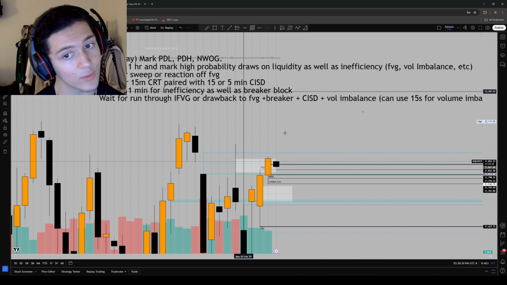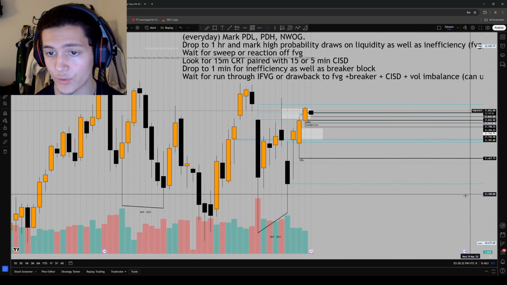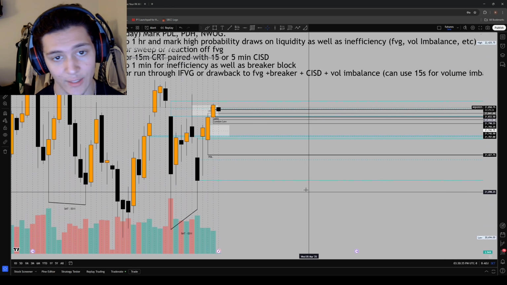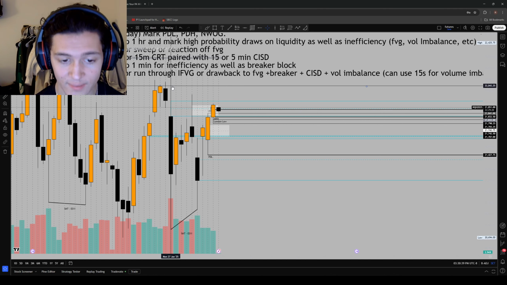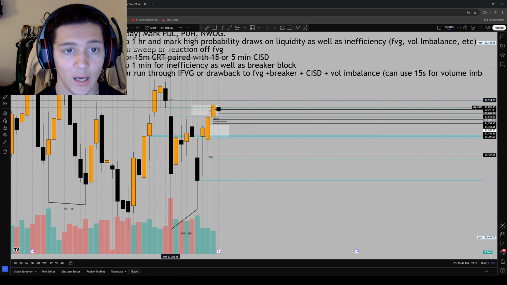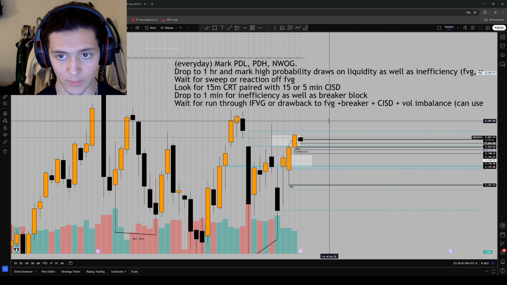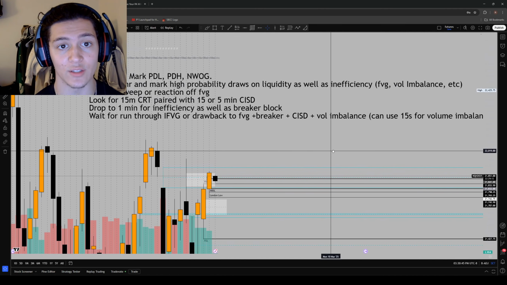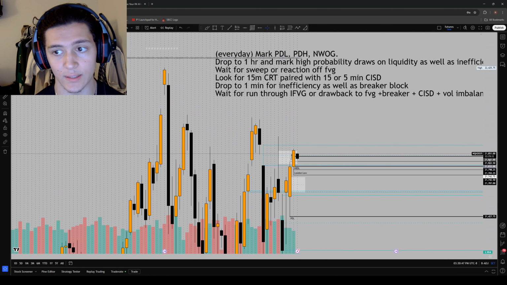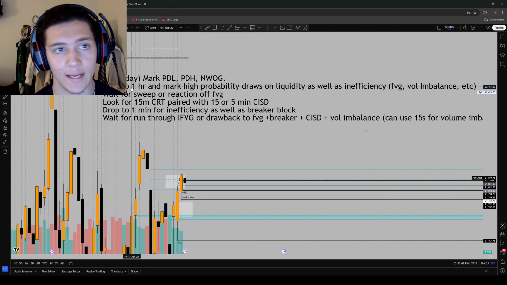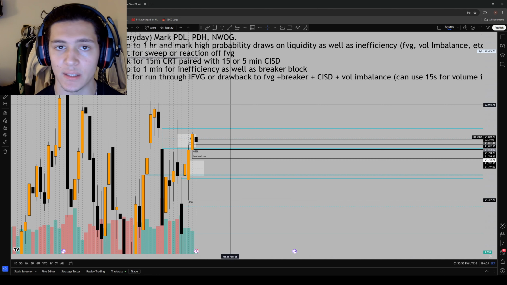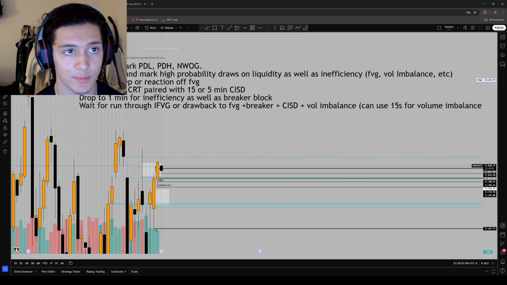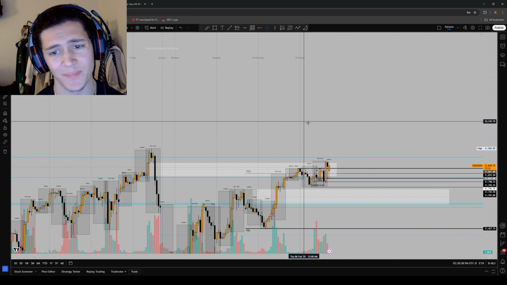NWOG, for those who also don't know, is new week opening gap. So if you see these blue lines, I have it just as an indicator. Today, what was in effect was January 25th, I think, or 27th, new week opening gap. That's exactly where we played into today. So having these on your chart is really important. Now, once I've marked out my key levels, being my PDL, my PDH, and my new week opening gaps drawn, I drop to the 1 hour.